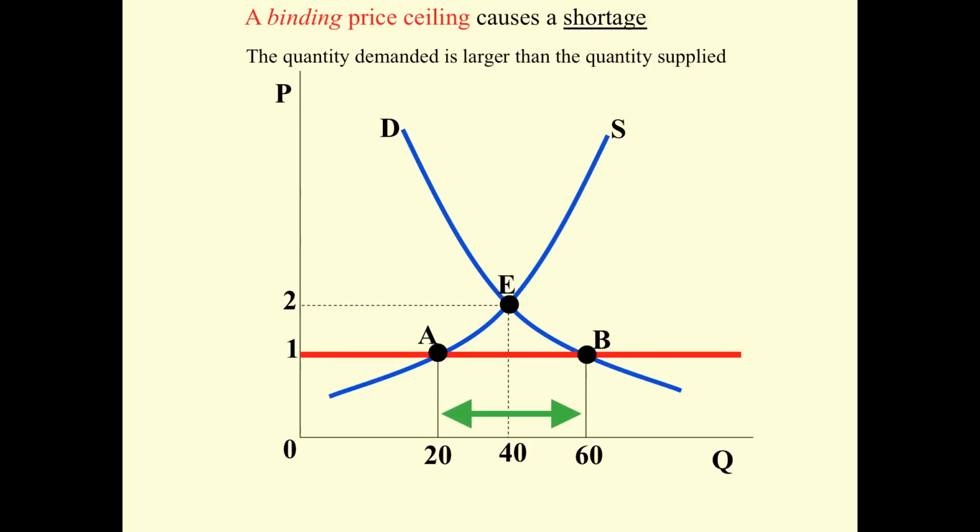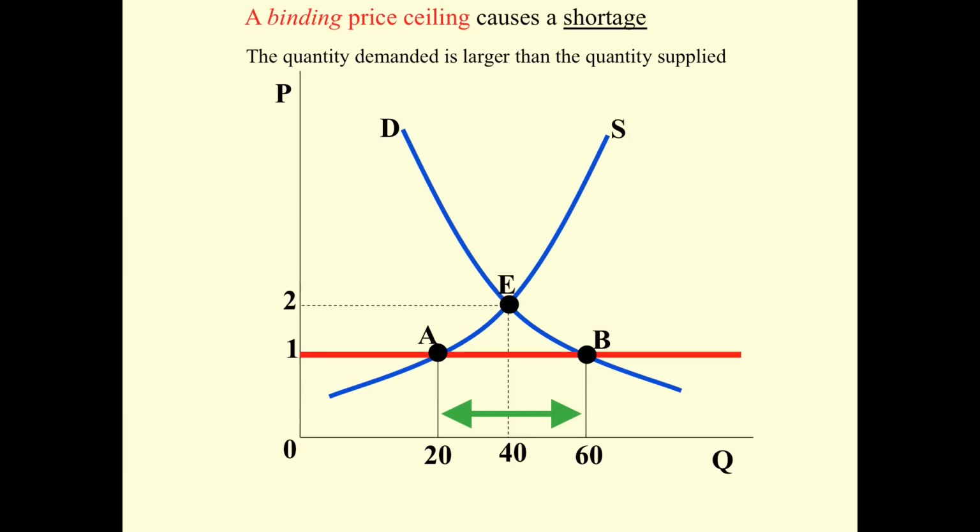So here's a picture using supply and demand. Notice that I'm calling this a binding price ceiling. A binding price ceiling is one that is below the equilibrium price. So here you see that the equilibrium price for this product is $2, the intersection of demand and supply, and at that price 40 units will be supplied and 40 units will be demanded, so the market is in balance.